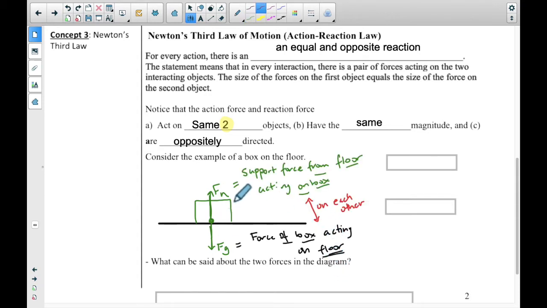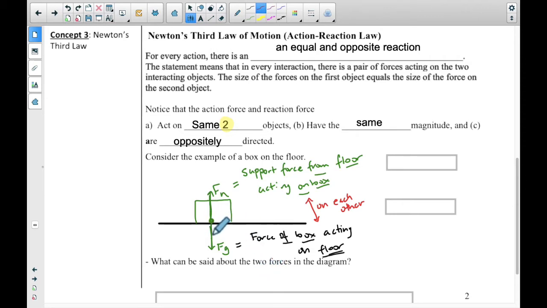Okay, let's talk a little bit more about what the normal force is. The normal force is the support force from the floor acting on the box. Because again, if it wasn't there, then the box would go crashing through. So the floor is supporting the box and giving it a little bit of force in the upward direction. The gravitational force is the force of gravity on the box, which is acting upon the floor.